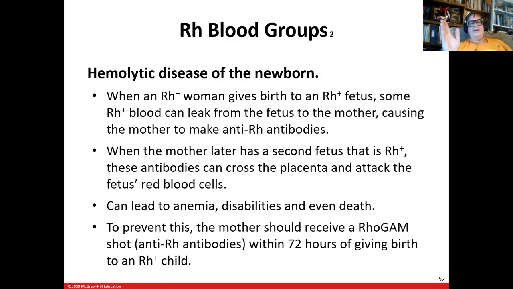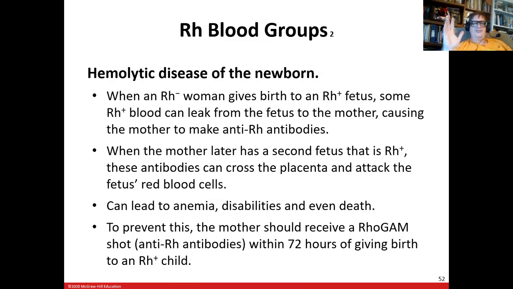The new baby, the second baby, the whole time it's inside mom, it's going to be attacked. Its blood cells will be attacked by antibodies that are crossing the placenta into the baby. This can cause anemia, can cause all kinds of developmental disabilities. It could even kill the child.